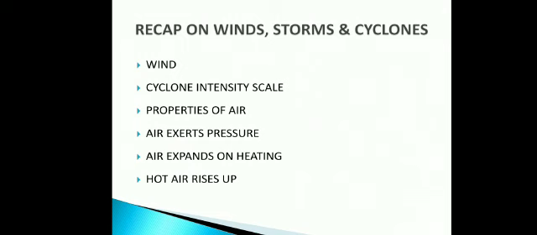Next is cyclone intensity scale. Based upon the wind speed range, the storm category will be categorized. The wind speed range 63 to 88 km per hour is cyclonic storm. So it keeps on going. If it exceeds 221 km per hour, it is referred to as supercyclonic storm.